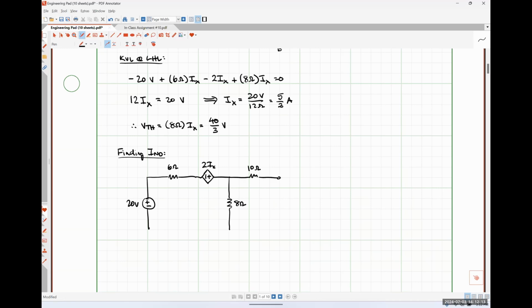And now between my terminals A and B, I'm going to place a short. My Norton current is going to be the current that is flowing down through my short circuit. This current right here is still Ix. So how might we go about solving for our Norton current?